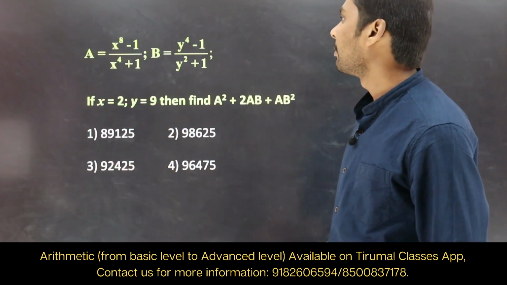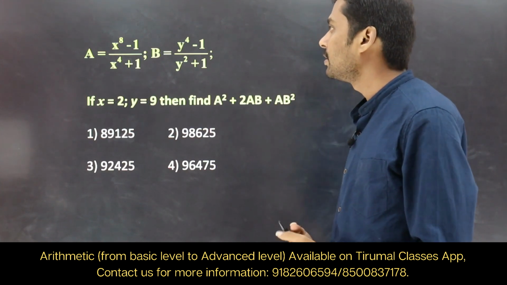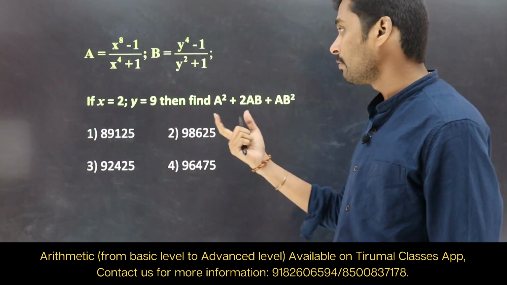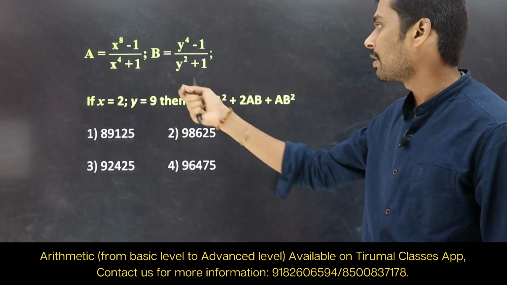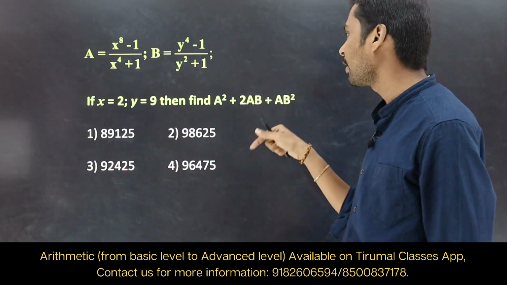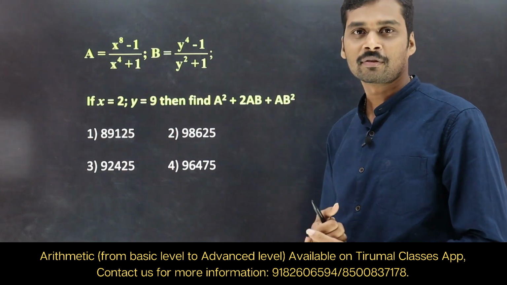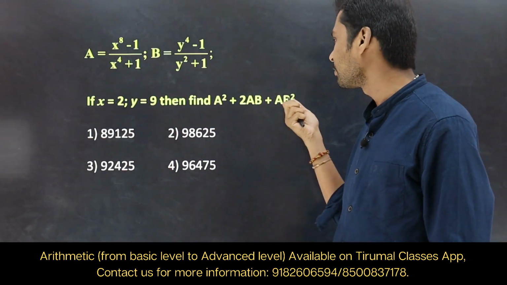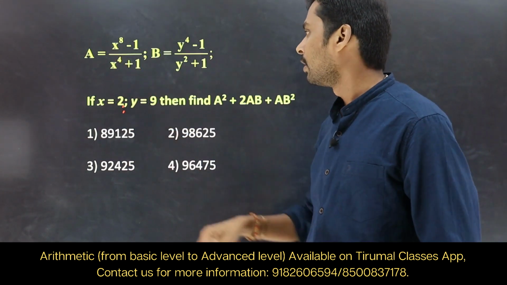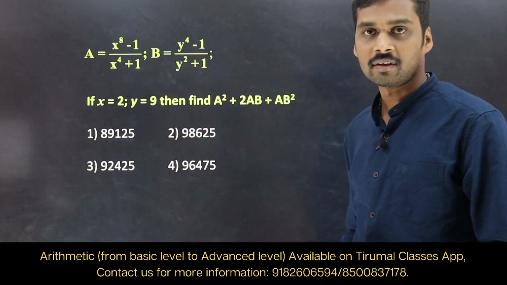If A is equal to x power 8 minus 1 divided by x power 4 plus 1 and B is equal to y power 4 minus 1 divided by y square plus 1, and the x and y values are given: x is equal to 2, y is equal to 9. Then find the value of a square plus 2ab plus ab square. This is not a square plus 2ab plus b square. You can't simply apply the a plus b whole square formula because it is a square plus 2ab plus ab square. So you have to substitute the value of x is equal to 2 over here and y is equal to 9 here.